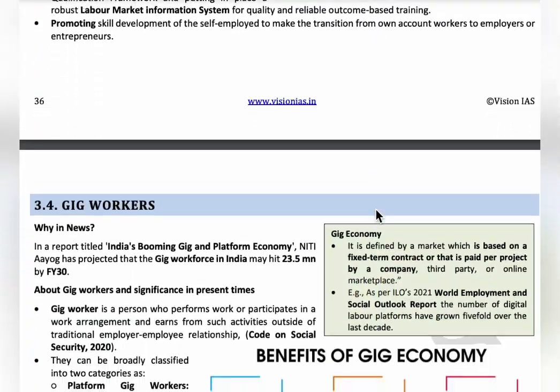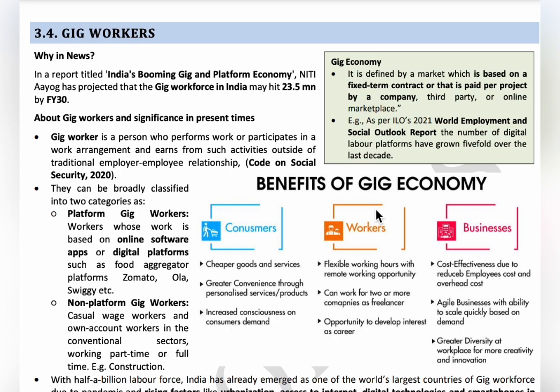The next topic is gig workers. If a person is given some work to perform and is paid for that work, then he is called a gig worker. There are generally two types of gig workers. One is the platform gig worker, who performs work online, and the next one is the non-platform worker, who performs work physically.